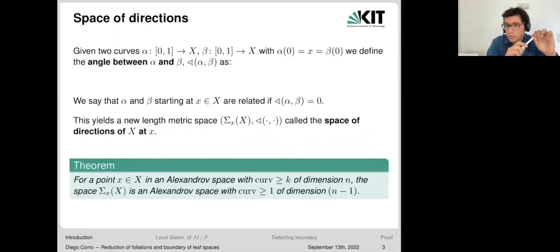And this space has a very nice property, which is the following. If we start with a point in an Alexandrov space with curvature bounded below by K of dimension n, these spaces have a well-defined notion of dimension, then the space of directions is again an Alexandrov space, but now with curvature bounded below by 1, and now of dimension n minus 1. So in this way, we can define a lot of things in a recursive way for Alexandrov spaces by just restricting ourselves to the space of directions.